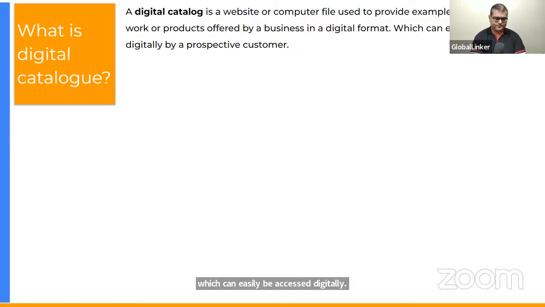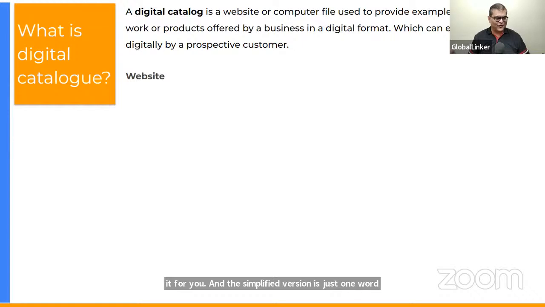Now, I'm not sure about you. If I was in your place, I would not have understood anything. And that is absolutely correct. This is quite confusing. So let me simplify it for you. And the simplified version is just one word. Digital Catalog is a website.